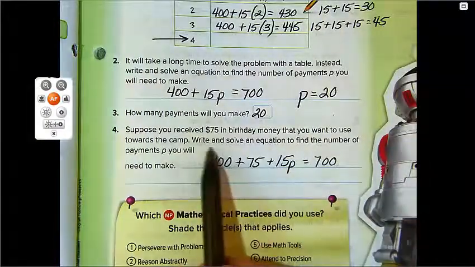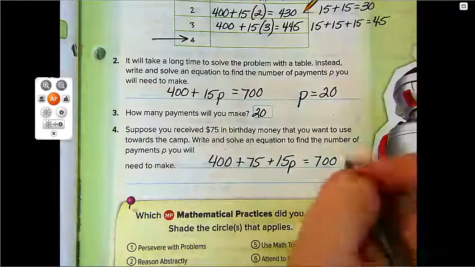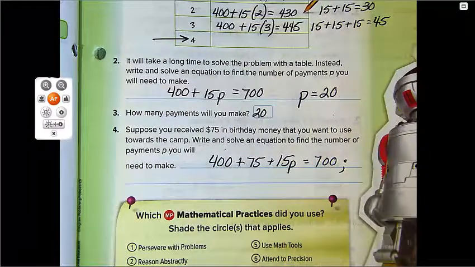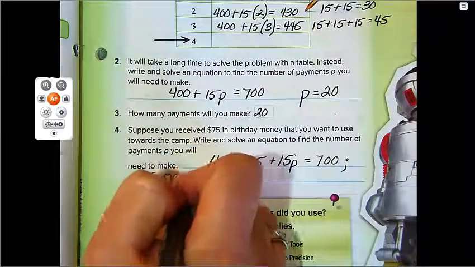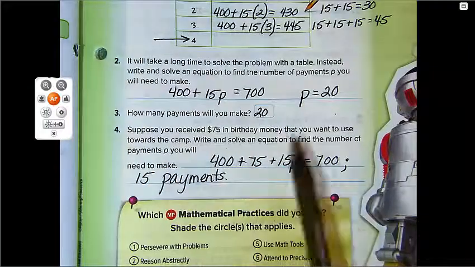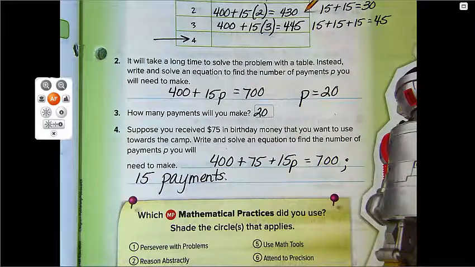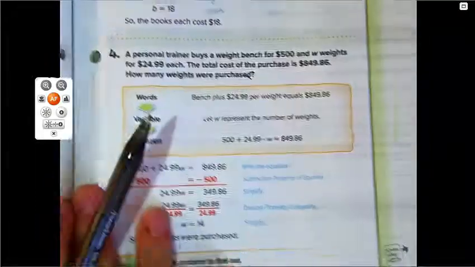So it says, write and solve an equation to find the number of payments you now need to make. Well, here's my equation, and I now need to make 15 payments. So getting that $75 saved me 5 payments from my original amount. Okay. This is what it's telling you to do.